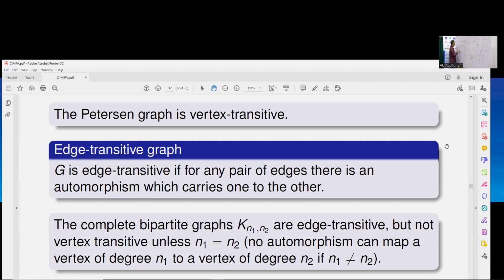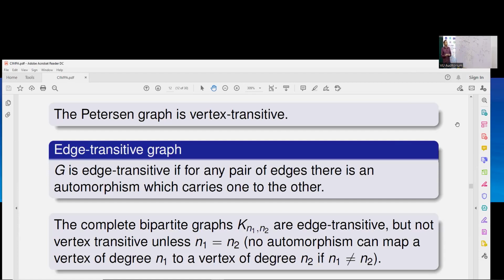So this is the graph. Can you tell me what is the difference? Does it mean that in this case it's not edge transitive, or does it mean that in this case it is vertex transitive? Because if n1 is equal to n2, it's vertex transitive. Yes, it is also vertex transitive and also edge transitive. So if n1 is equal to n2, then the graph is also vertex transitive and also edge transitive. So there will be an automorphism.